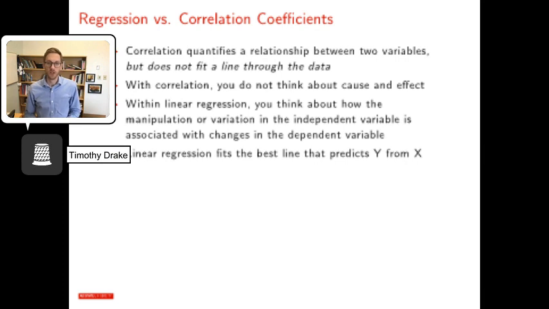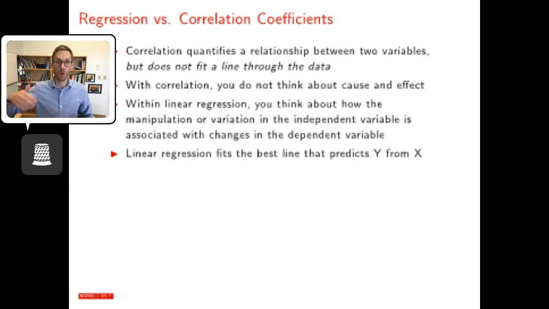Okay, so just to bring it back now to conclude today's lecture, we talked about correlation coefficients and regression, simple linear regression. While a correlation coefficient quantifies a relationship between two variables, it does not fit a line through the data. And so with correlation, we don't think about cause and effect. We don't think about your weight causing your height to be different, or something like that. We're just showing how two variables are related to each other.